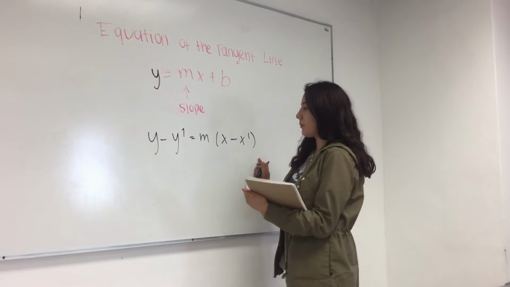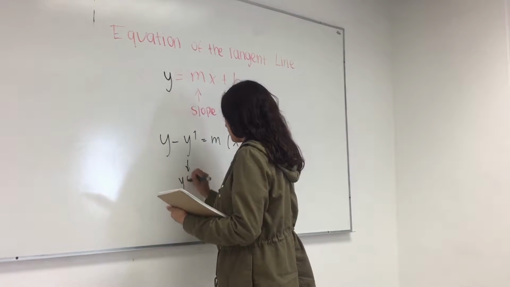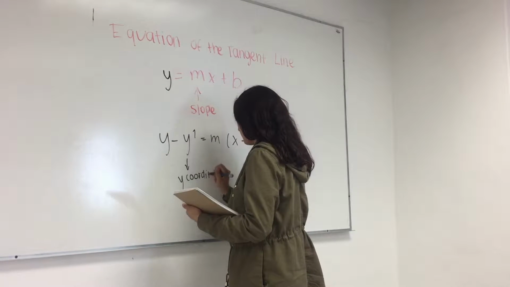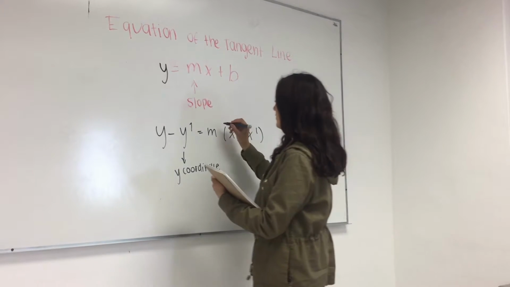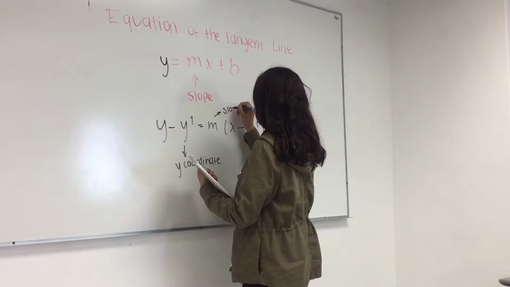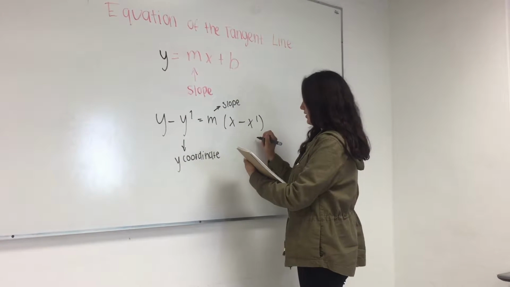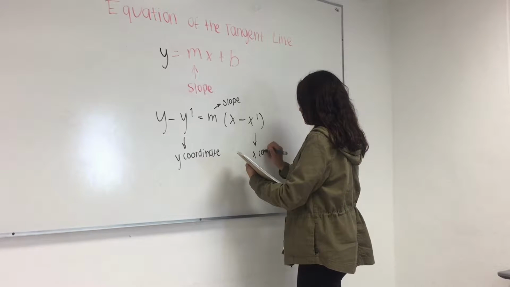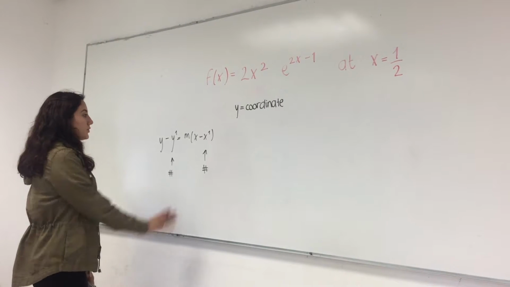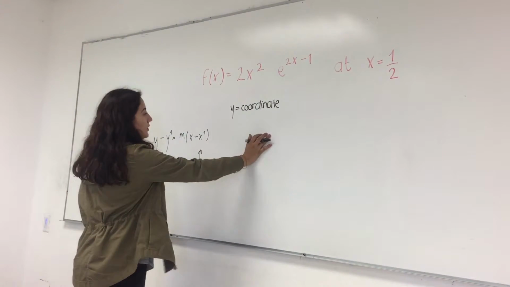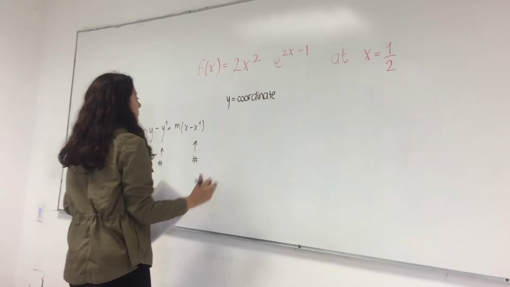Okay, so now we have to remember that y prime is the y coordinate. The m stands for the slope, like in the first formula. And the x prime is the x coordinate. And now we're going to use this formula to get the y coordinate. So first of all, we have to replace the x in the values of the formula.